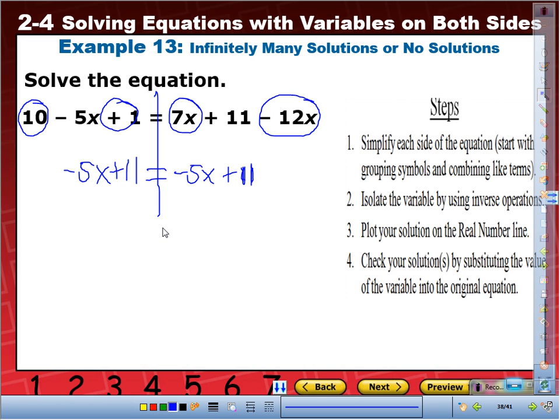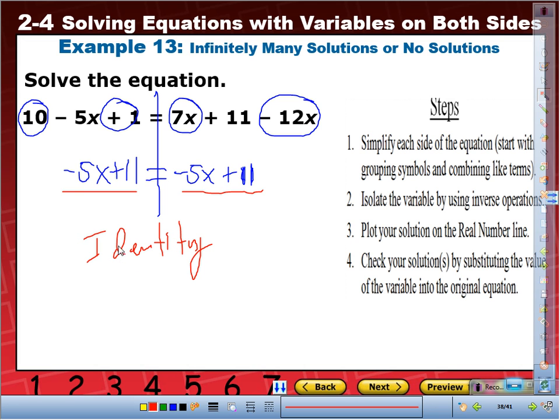Okay? Pens down at this point. Check this out. Look at this. The next step, if I was to bring this variable over here, I need to add 5x, well, what's going to happen? It's going to cancel here, and it's going to cancel there. You're going to end up with, oh snap, positive 11 equals positive 11. Check this out. When you see that this is identical to this, this is what we call identity.